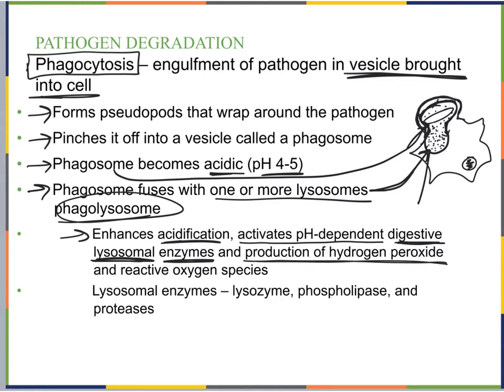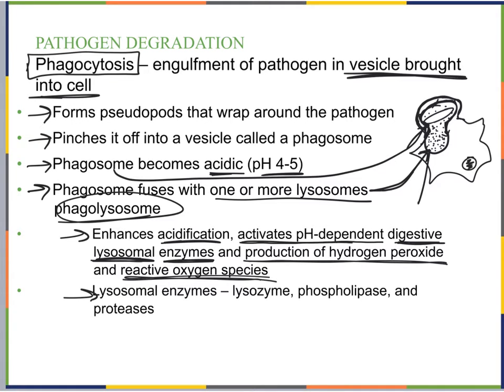Also, we have production of hydrogen peroxide and reactive oxygen species. So we make hydrogen peroxide, we make reactive oxygen species, and all of these are going to start to attack the pathogen. So these are things that are very dangerous to a lot of pathogens, and so they work to just kind of start to break apart their cell wall and their plasma membrane and break them down so that we can digest them.